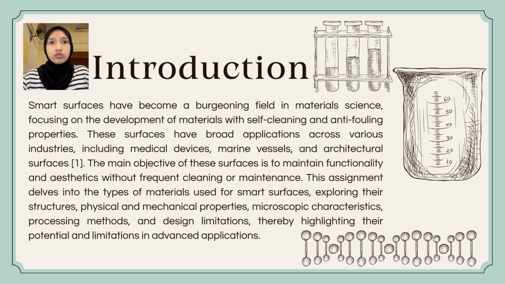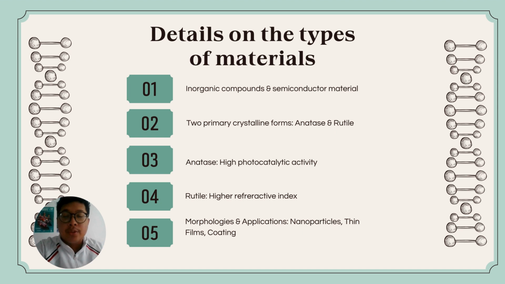This assignment delves into the types of materials used for smart surfaces, exploring their structures, physical and mechanical properties, microscopic characteristics, processing methods, and design limitations, thereby highlighting their potential and limitations in advanced applications. So I will be presenting the details on the type of material that was chosen by us, which is titanium dioxide. Titanium dioxide is an inorganic compound and a semiconductor material, which is also a transition metal oxide, which exhibits unique properties suitable for various applications in engineering.